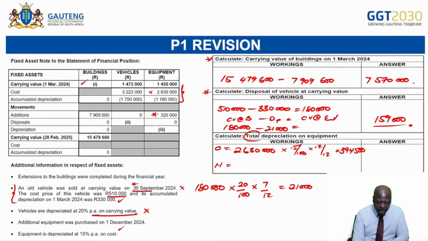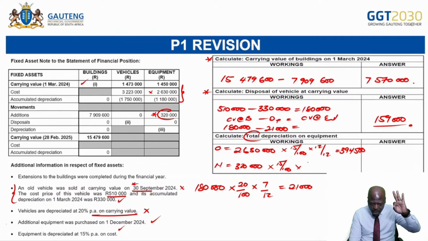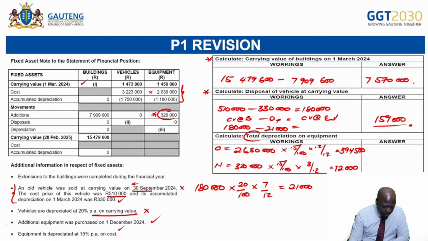Let's come to the new. The new one is this one here. And it's going to be 320,000. Then I'm going to multiply that by 15 over 100. And when did the new equipment come? On the 1st of December. December, January, February. That's 3 over 12 months. And that will give me 12,000. And then we're going to add, and then the total here is going to be 406,500.